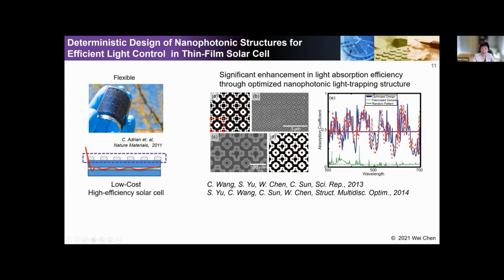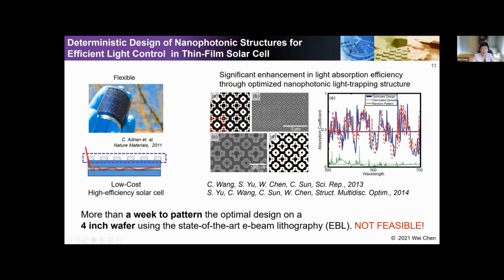There's a red curve here, which shows the fabricated sample, and it matches quite well with the theoretical results, which is the blue curve here. But the problem we found with this kind of approach is that if we use nanolithography to fabricate this sample, it takes almost a week just to pattern a 4-inch wafer. So this kind of process is not going to be applicable for mass production or real engineering.